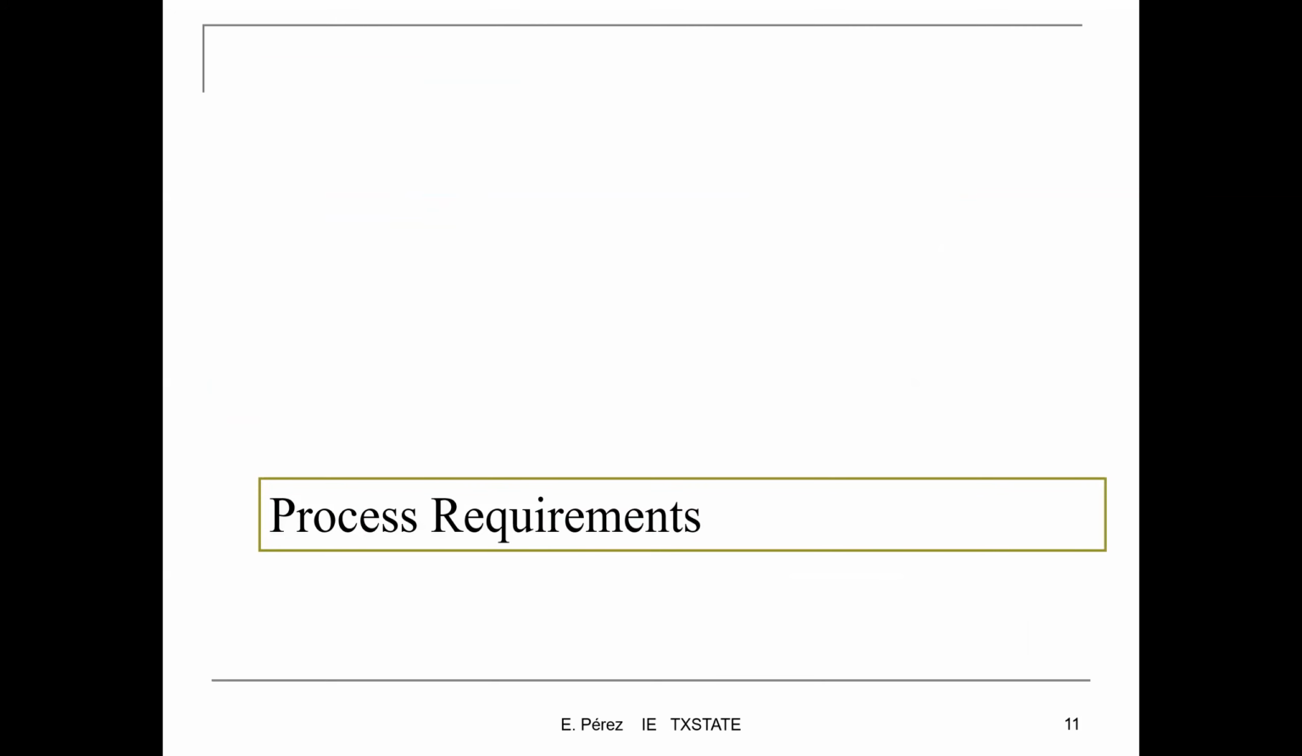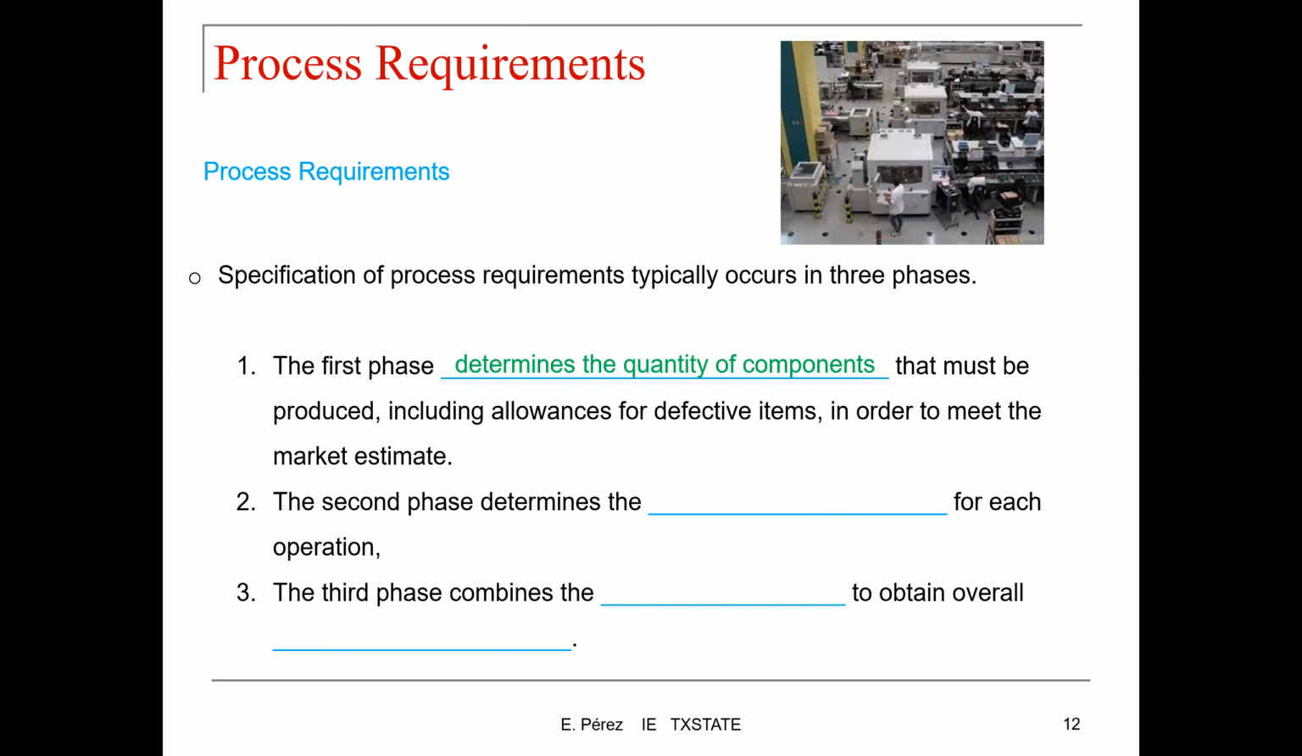So let's talk about process requirements. Specification of process requirements typically occurs in 3 phases. The first phase determines the quantity of components that must be produced, including allowances for defective items in order to meet the market estimate. And we discussed that in one of our first lectures, how to compute the number of units to be produced by taking into account the defective items.